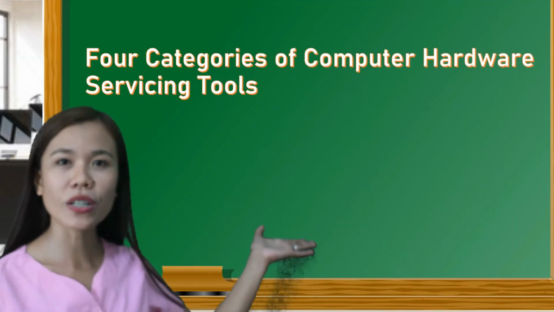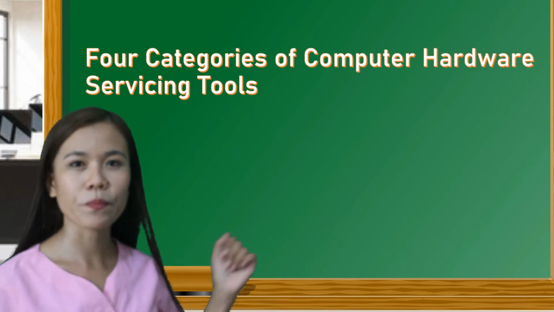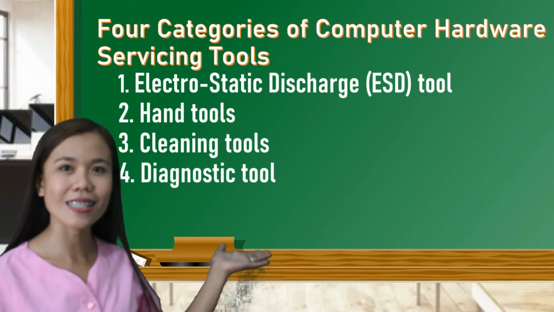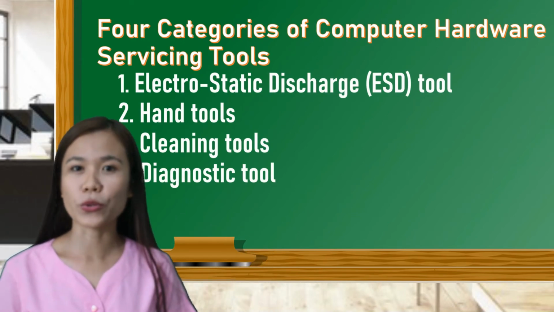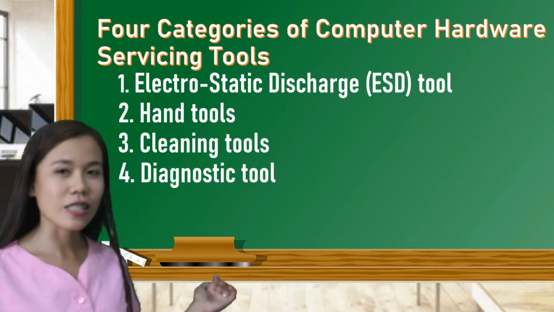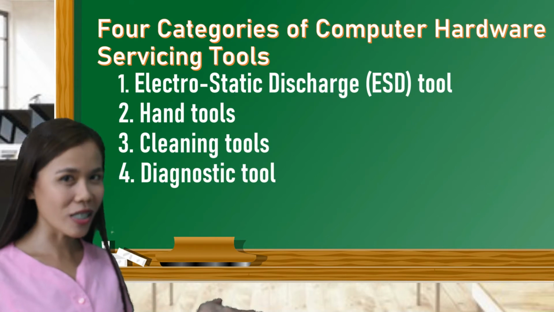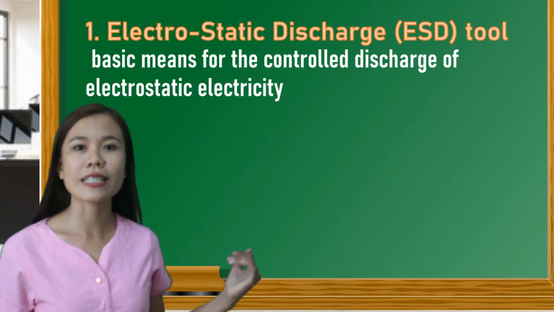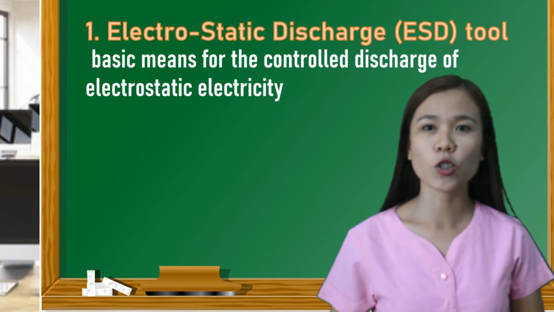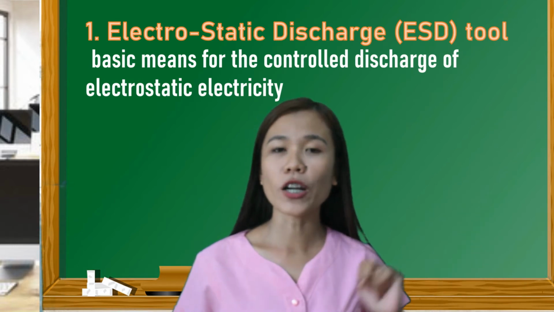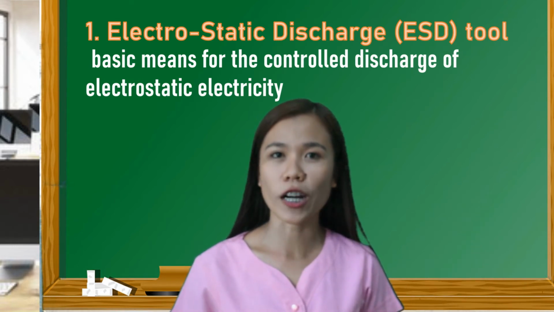Let us talk about the 4 categories of computer hardware servicing tools. Number 1, Electro-Static Discharge or ESD tool. Number 2, hand tools. Number 3, cleaning tools. And number 4, diagnostic tool. Electrostatic discharge or ESD tool is a basic means for the controlled discharge of electrostatic electricity. There are 2 types or examples of electrostatic discharge tools.